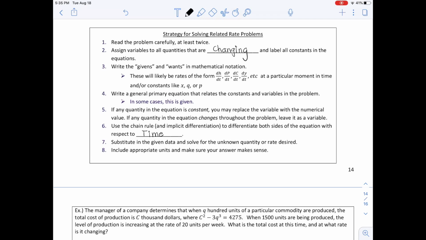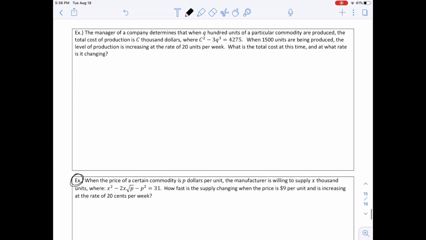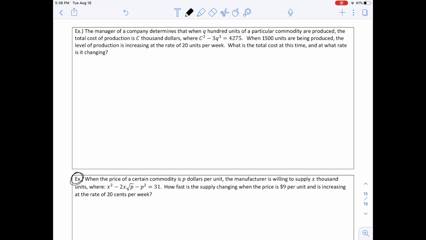Step 6 says use the chain rule and implicit differentiation to differentiate both sides of the equation with respect to time. Step 7 says to substitute in the given data and solve for the unknown quantity or rate desired. And step 8 says to include appropriate units and make sure your answer makes sense. So this is definitely a challenging section. These are word problems. Again, read the problem twice before even starting.